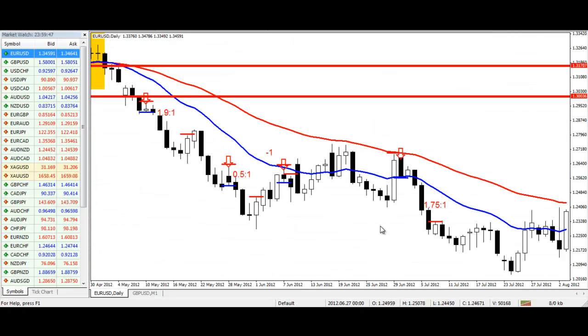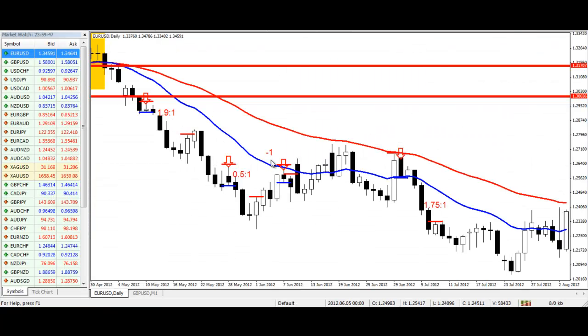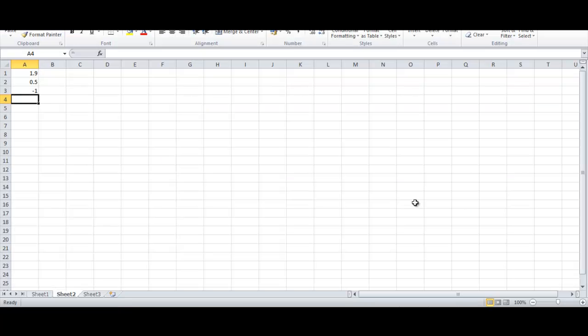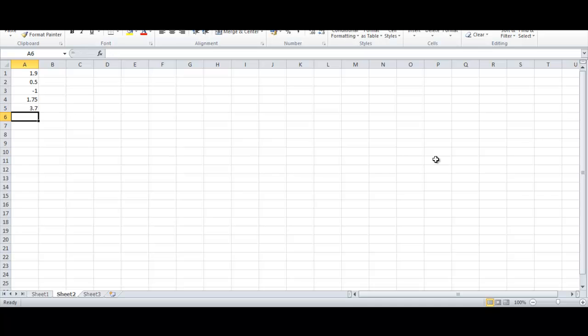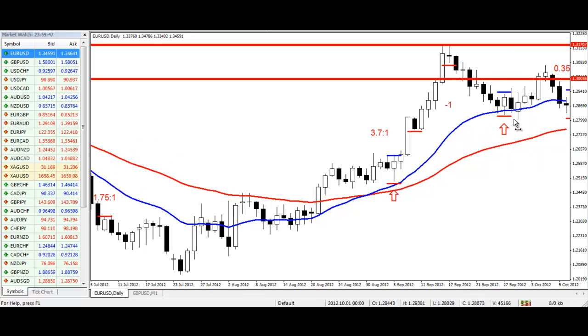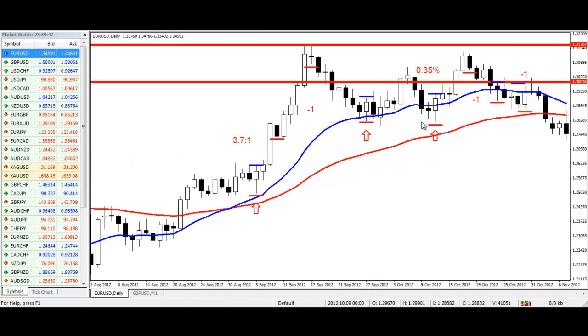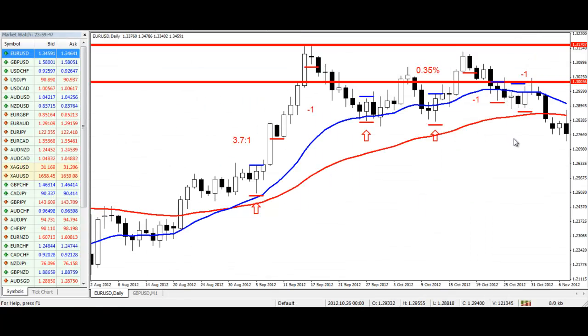So the 1.9% gain to begin with, followed by 0.5% gain, then we lost one over here, then we had a 1.75% gain. As we progressed through there, a 3.7% gain, followed by a loser. Keep going through. This one we risked 0.5% here, so it's a 0.35% gain. We then lost 2. Back to back, that was annoying.